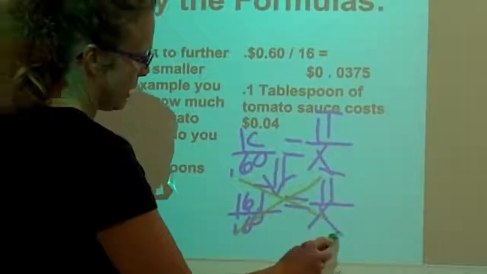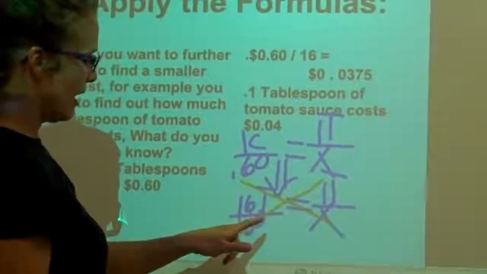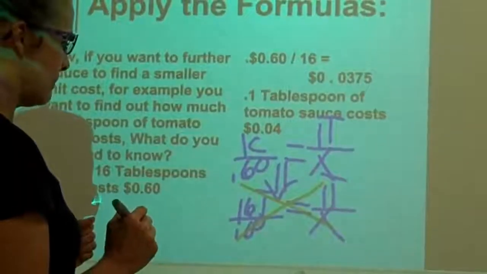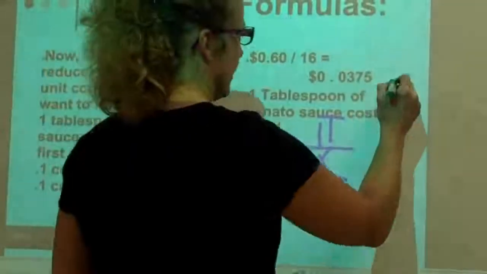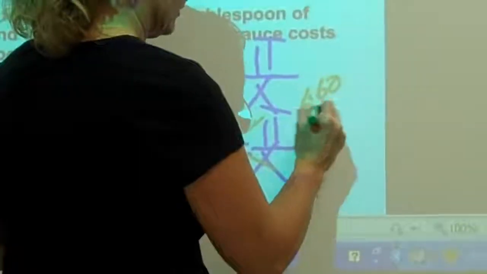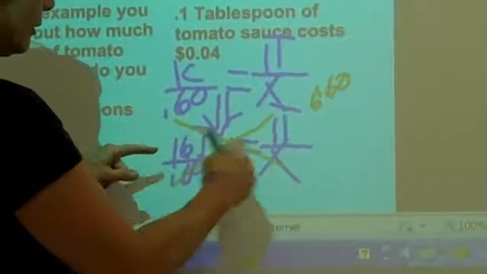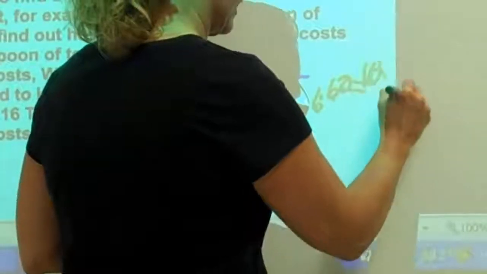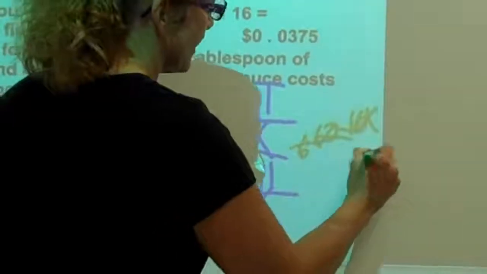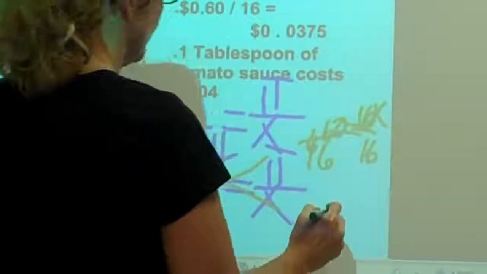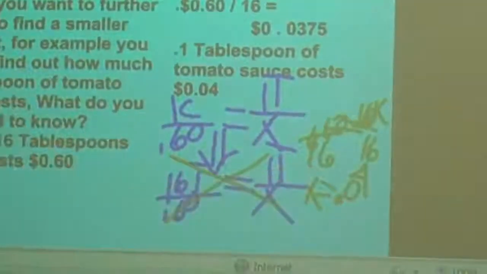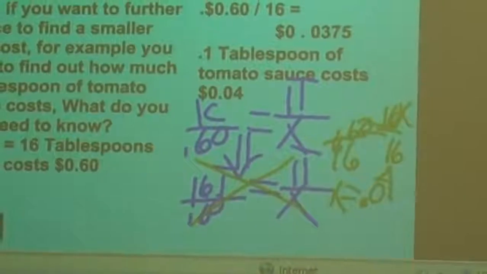Now you can cross multiply. All right, and you get 11 times 60, which of course is going to test my math here real quick. Okay, so what we get here is we get 660, there's our 660 here, equals 16x. And this is writing weird, I'm not this uncoordinated. And then you divide both sides by 16, and you get x equals 0.04. So, 1 tablespoon of tomato sauce costs 4 cents. Okay.